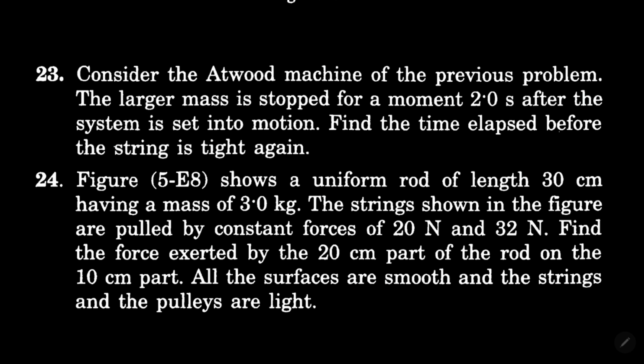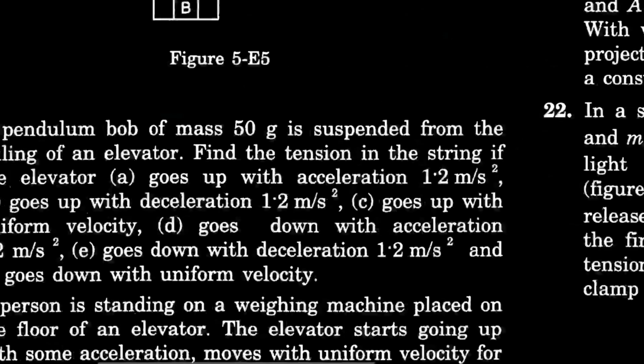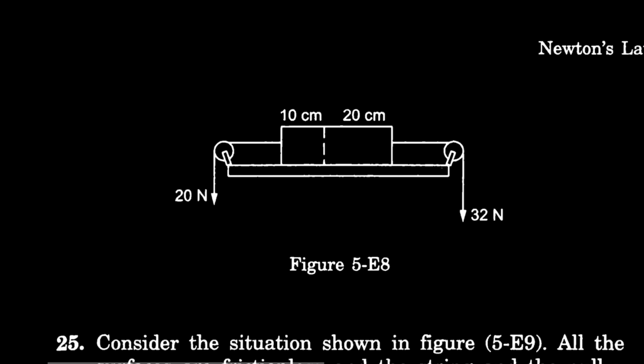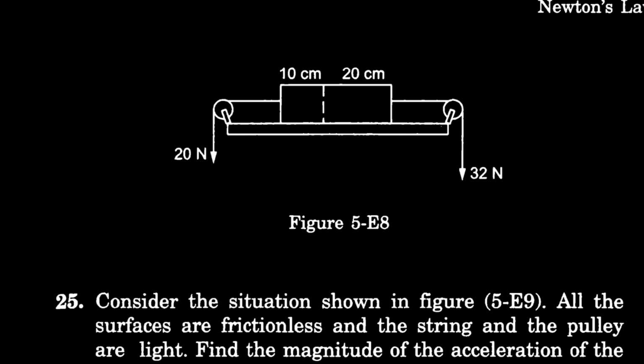Question 24. We have been given a uniform rod. Strings are shown as in the figure. We need to find the force exerted by the 20 centimeter part of the rod on the 10 centimeter part. All the surfaces are smooth, and strings and pulley are light and tight. So the diagram is this. This is the situation.